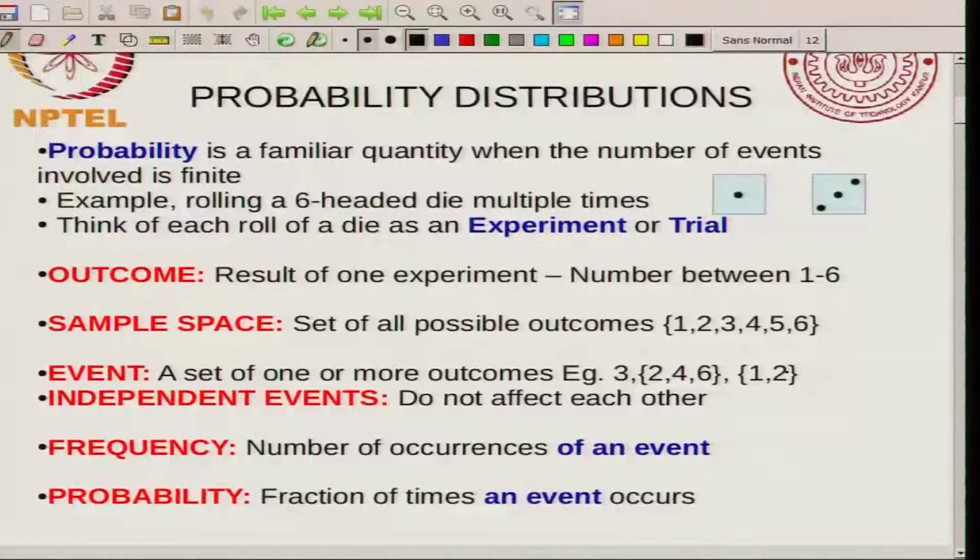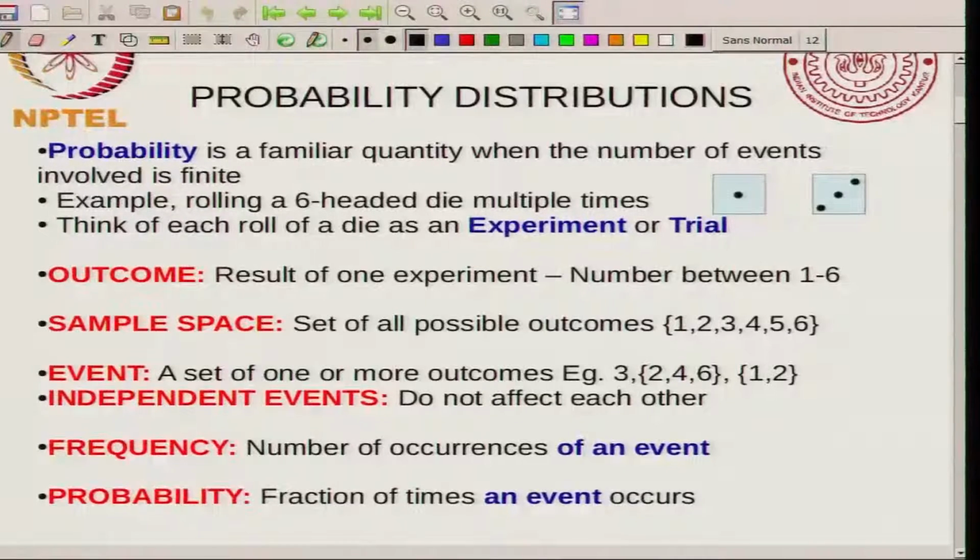So, there is a slight difference between an event and an outcome. Outcome is the result of a single experiment. So, it can be just a number between 1 to 6. For example, you can define an event as an outcome of an even number. That defines an event and that has 3 possible outcomes 2, 4 or 6. Okay. Now, I should emphasize that in many cases an event is just the same as an outcome. So, in many cases we treat an outcome as an event, but you can treat events as a set of more than one outcome.